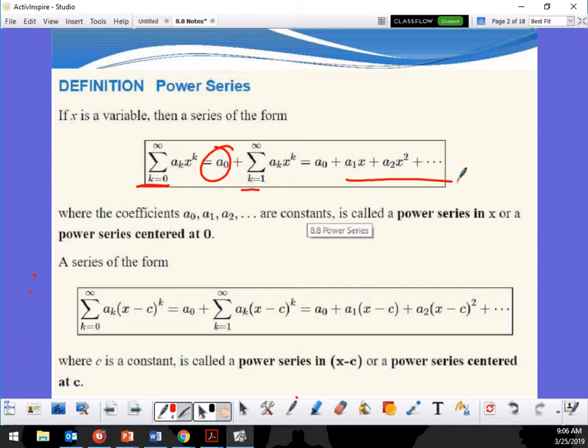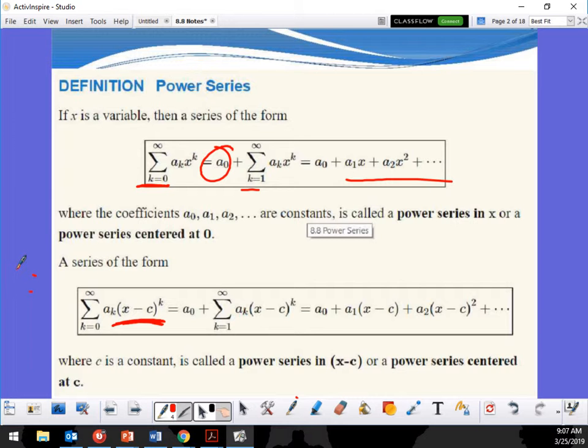Centered at 0. Now, the ones that are not centered at 0 have some type of binomial, like x minus c, where c is a constant, called a power series in x minus c, or a power series centered at c. If you remember when you were moving parabolas, in vertex form you have the parentheses (x minus h) squared plus k, and the inside would move it left and right. Yeah? Okay, good. That's what we're trying to talk about.